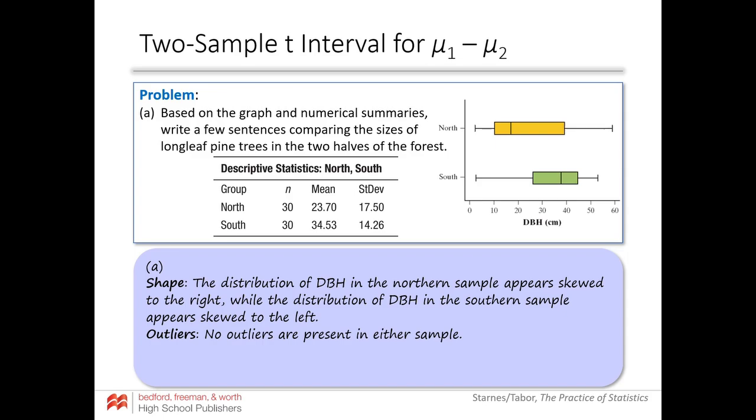We can start with shape. The distribution of DVH in the northern sample appears skewed to the right, while the distribution of DVH in the southern sample appears skewed to the left. We definitely have different tails, and there are no outliers in either sample, so shape is covered. How about our center and variability?